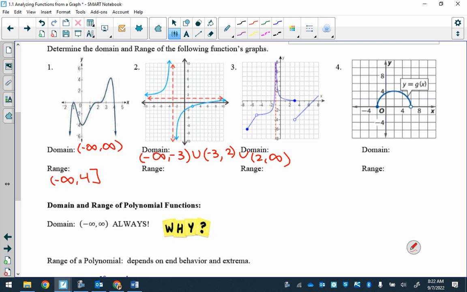However, there's an open circle, which is called a hole. So that's not included in the domain. That's why we have a space for 2, and then it continues to infinity. Do you guys see that? Yeah? Okay.